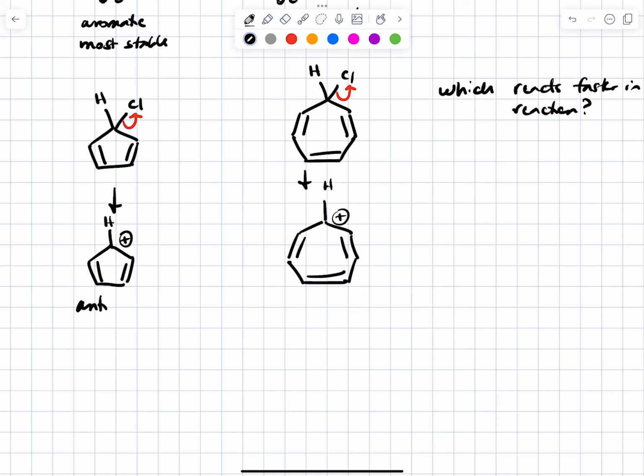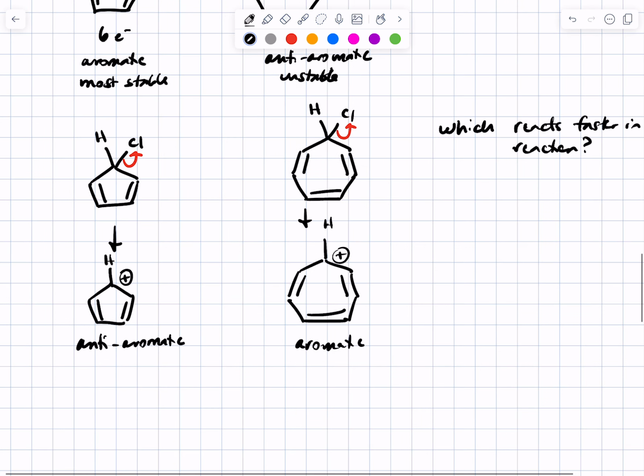Yep, this guy is anti-aromatic. That's why he looks angry. And this one is aromatic. So you would predict that this one would react fastest in an SN1 reaction. Okay? So be able to use the concepts of aromaticity to answer questions about molecules.